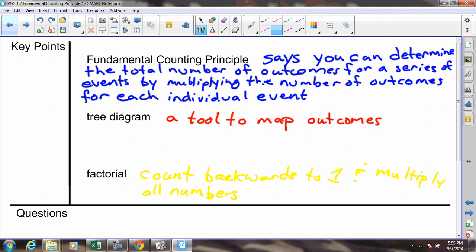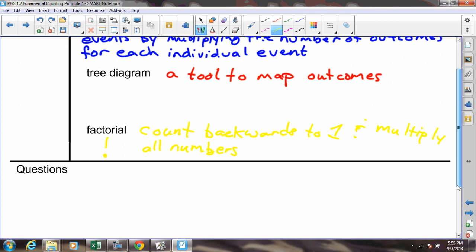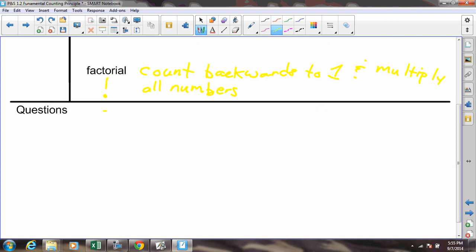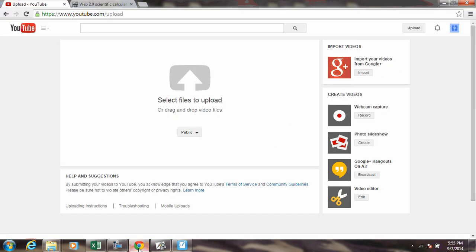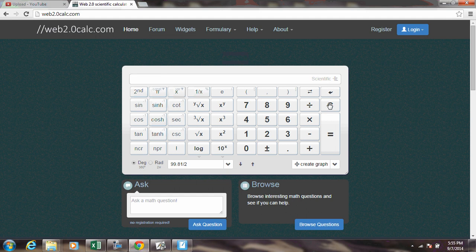The notation we use for it is an exclamation point. So, for example, if we had 5 factorial, the exclamation point is read factorial. That says count backwards 5, 4, 3, 2, 1, and you multiply them all out along the way. I'm going to pull up a scientific calculator here, and we could note right here, 5 times 4 times 3 times 2 times 1 equals 120. We had our answer.